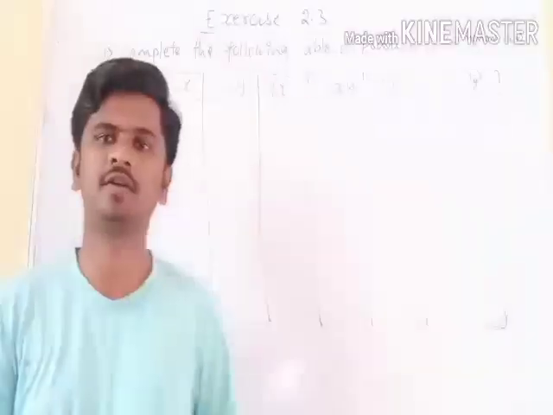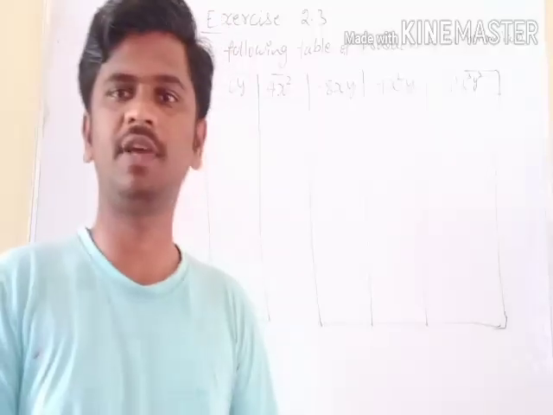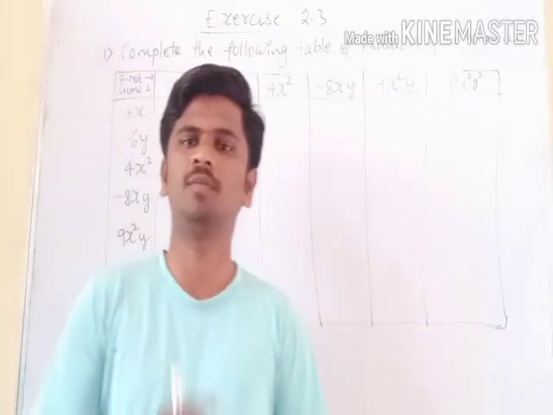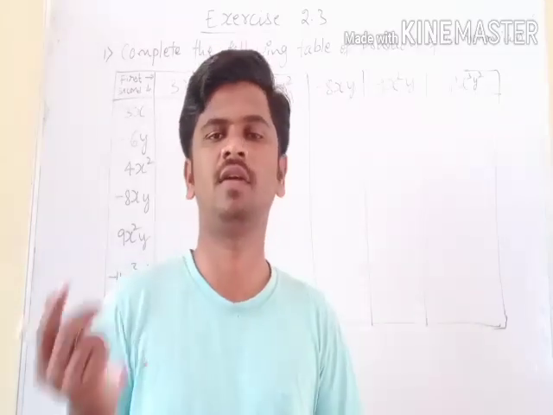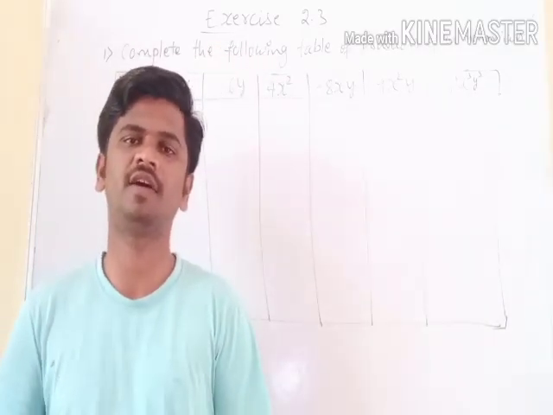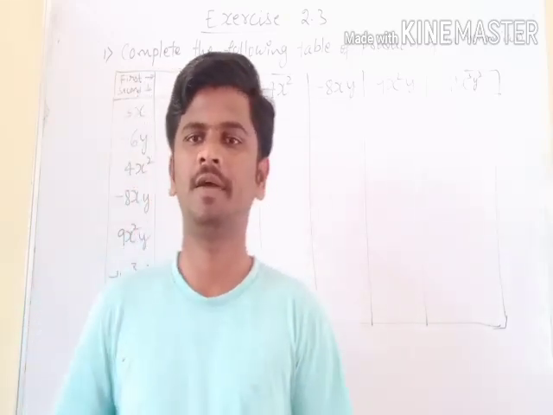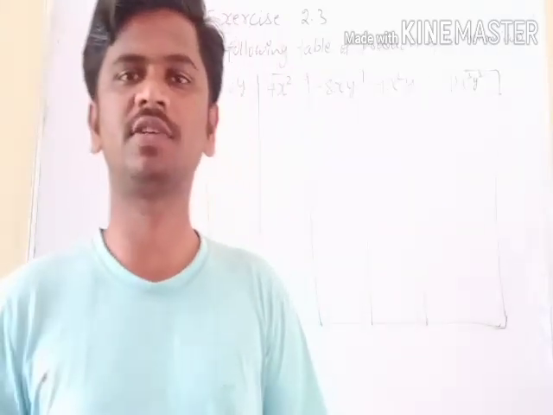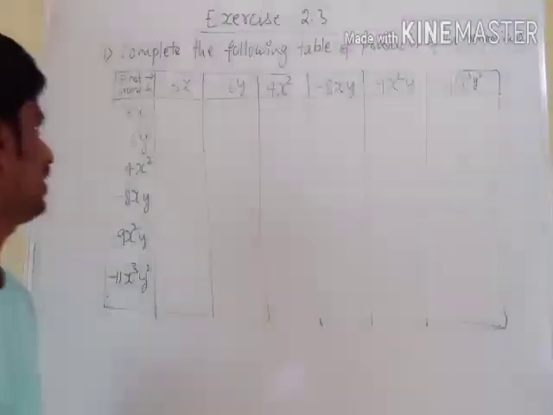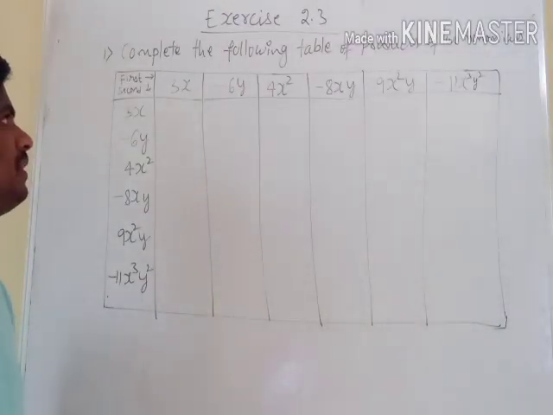Welcome back. In the last video, we discussed the product, that is how to multiply a monomial by a monomial, a monomial by a polynomial, that is binomial, and a binomial by another binomial. Today we are going to discuss exercise 2.3. Here we have the first question. Complete the following table of products of two monomials.